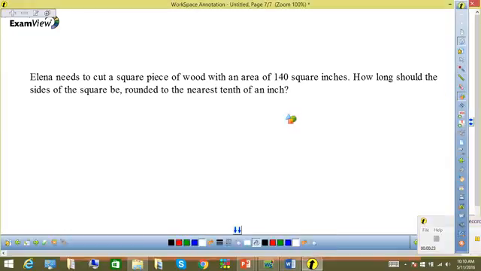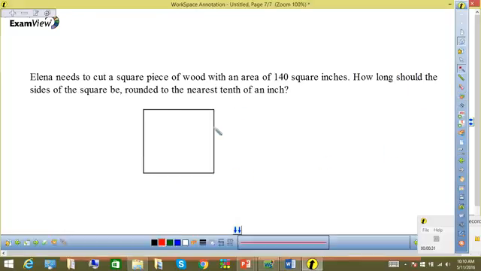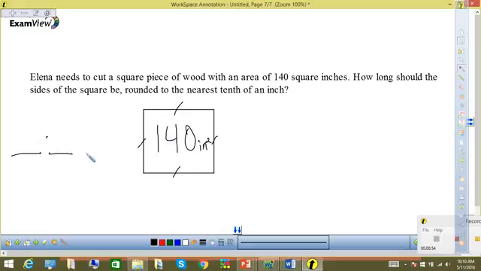So once again, what kind of figure are they talking about? Square. So the first thing you do is draw a square. Label the area inside 140, and this is inches squared. So they want to find out what the sides measure. To find the area of a square, what do we do? We multiply side times side, and all these sides measure the same. Is that correct? Yes. That means a number times itself to give us this. And how do we find that? Well, by taking the square root of 140.